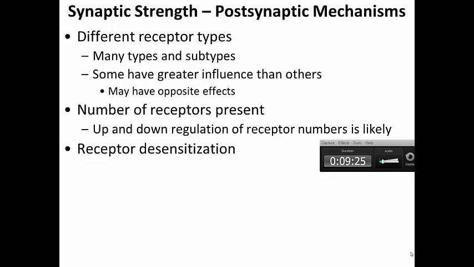And so we'll see that nicotinic receptors always excite, but muscarinic receptors can inhibit. They can also excite, but they frequently lead to inhibition of the postsynaptic cell. So same neurotransmitter, but opposite effects on the postsynaptic cell.